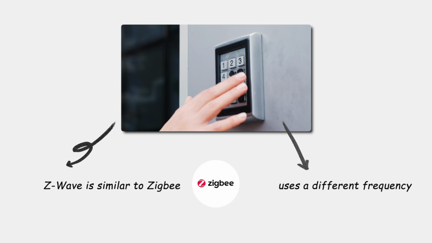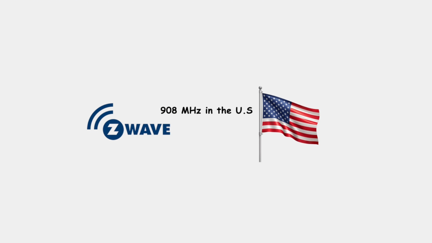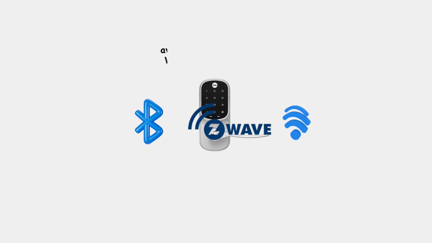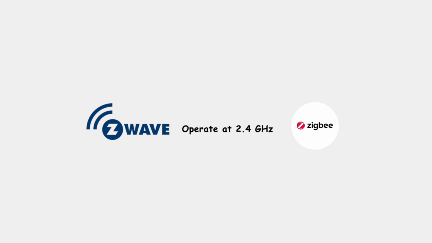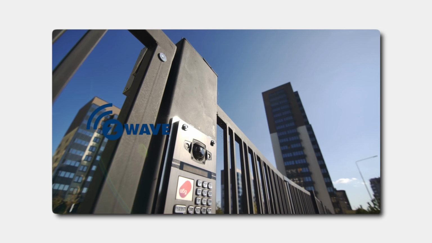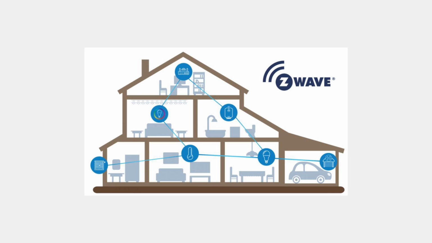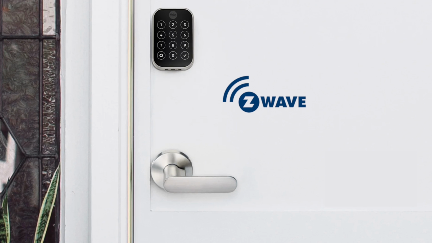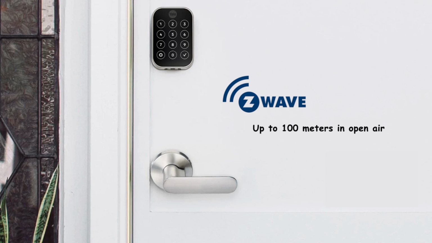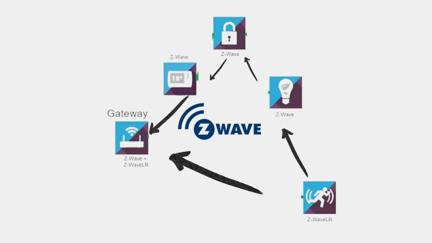Z-Wave. Z-Wave is similar to Zigbee but uses a different frequency, typically 908 MHz in the US. This means it avoids interference with Wi-Fi and Bluetooth, which operate at 2.4 GHz. Like Zigbee, Z-Wave is designed for smart home automation and low-bandwidth device communication. It also uses a mesh network, where each device can pass along messages to extend the signal range. Z-Wave has slightly longer range per device, up to 100 meters in open air, and can support up to 232 devices in a single network.